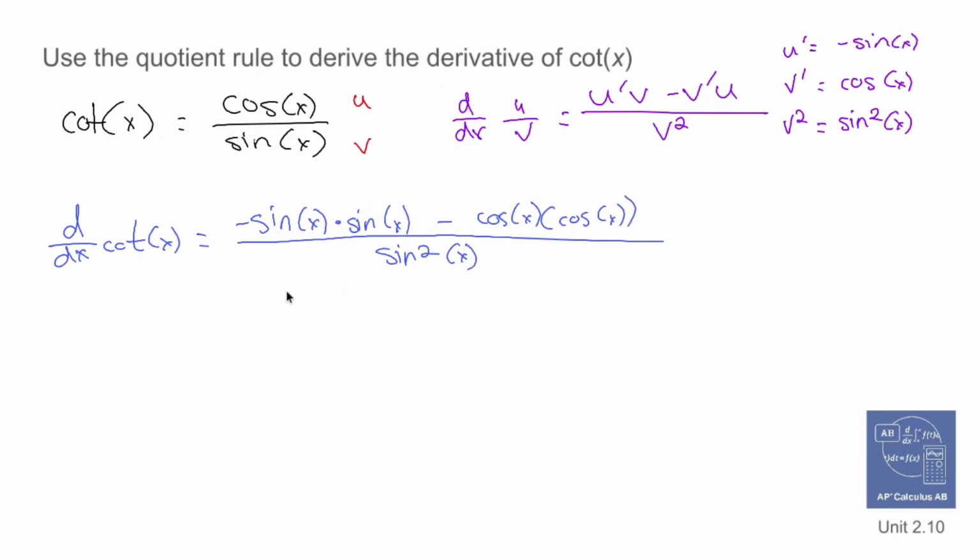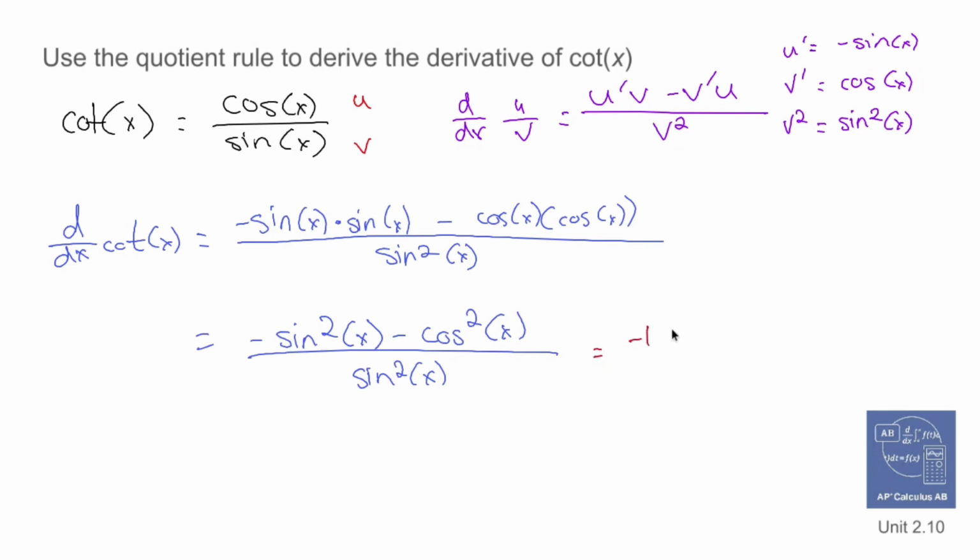Now, negative sine times regular sine is negative sine squared x, minus cosine times cosine is cos squared x, all over sine squared x. Now what I'm going to do is factor out a negative 1 on the top, and I'm going to be left with sine squared x plus cos squared x. Now why would I do that?